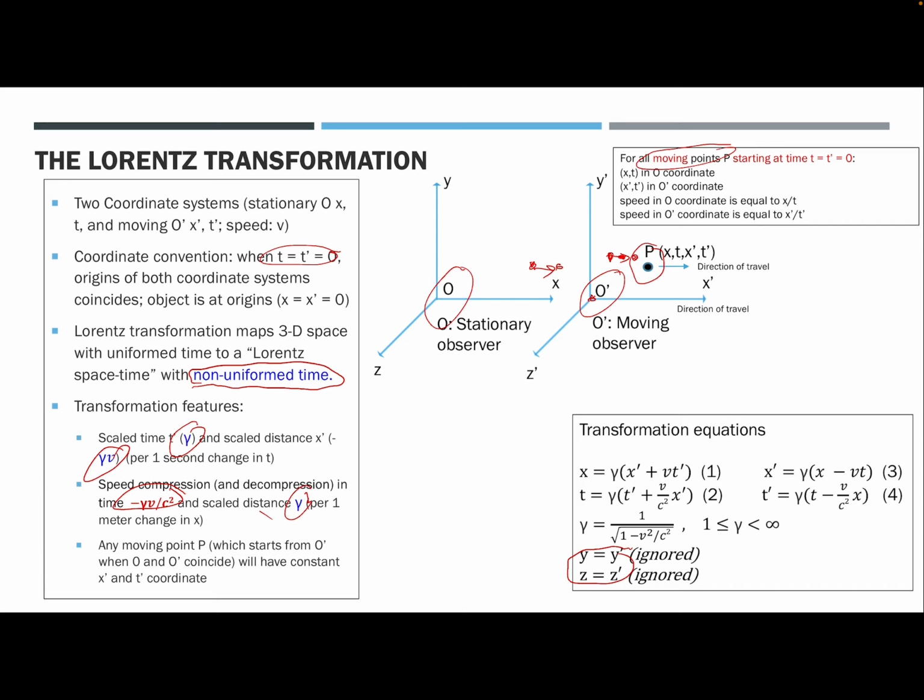Gamma. The definition of gamma is given here. And v is the speed of the moving observer with respect to the stationary observer, and c is the speed of light. And the value of gamma will be equal to or greater than 1, and it can be significantly large if the speed v approaches that of c.